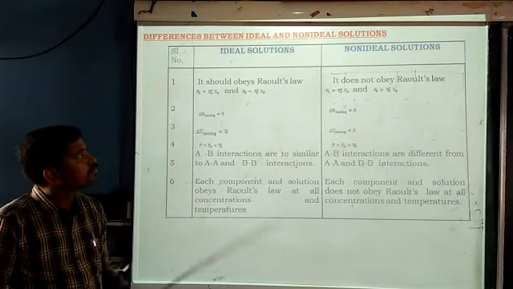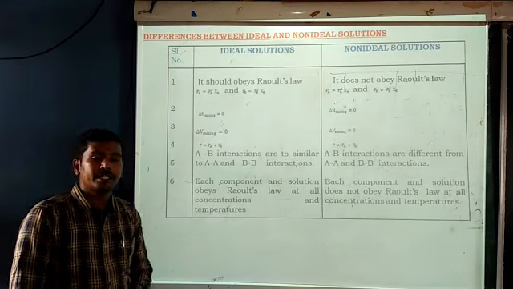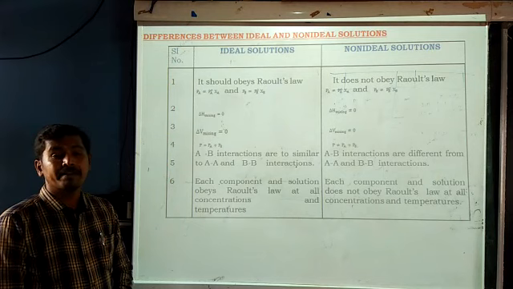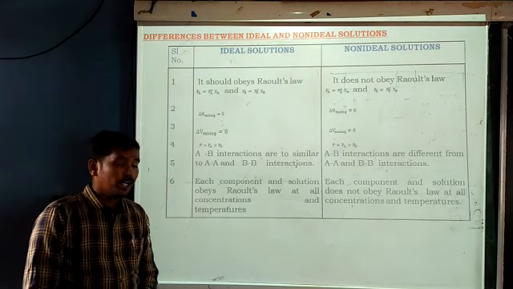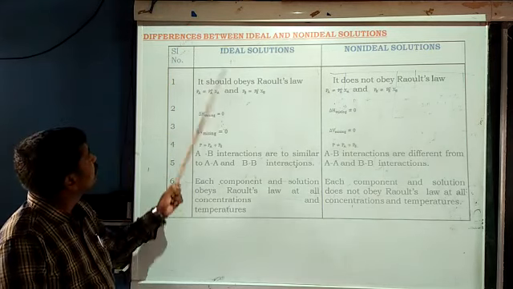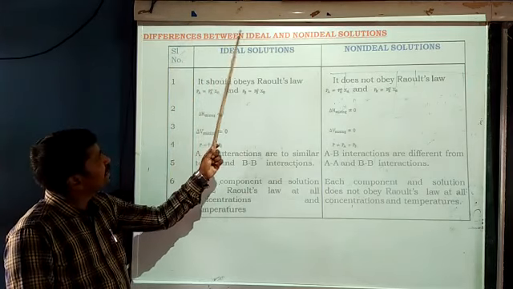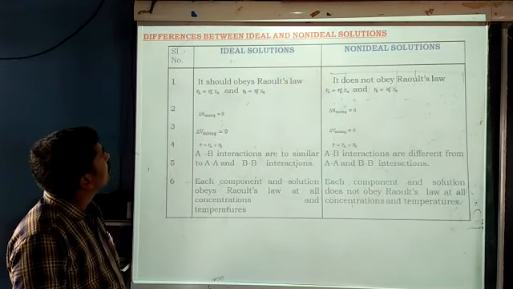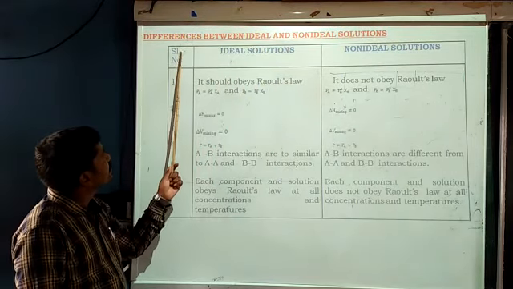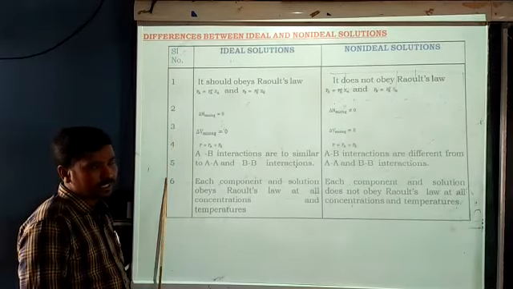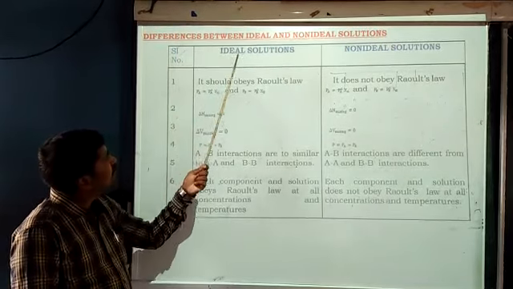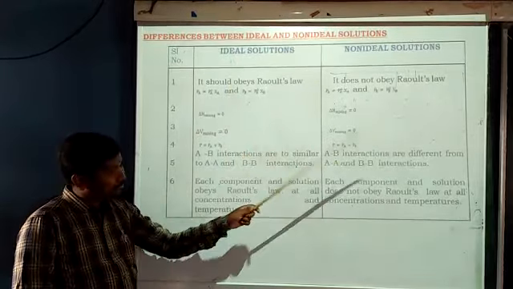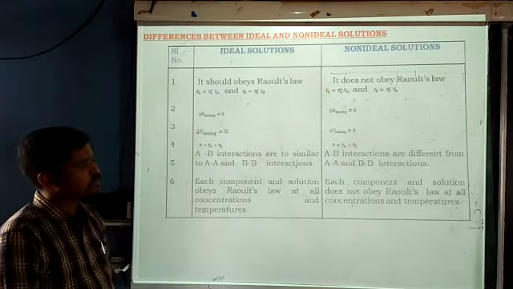Okay, dear students, the next important concept for your examination is the differences between ideal and non-ideal solutions. So we have differences between ideal and non-ideal solutions. The first column is the serial number. This column is the points of ideal solutions, and these are the different points of non-ideal solutions.